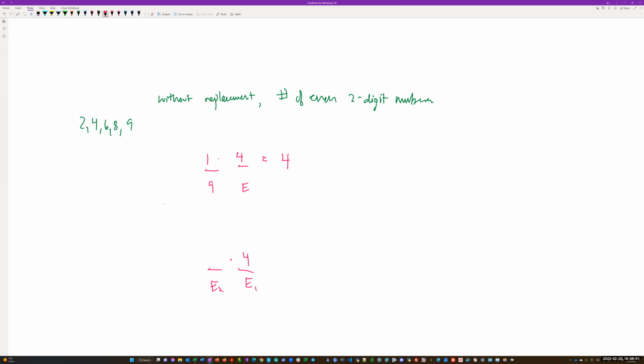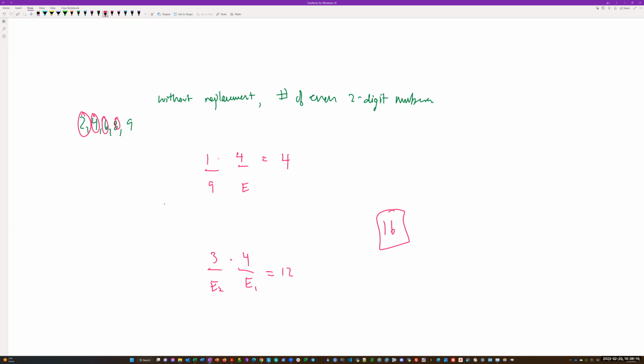Not if we can replace them. Can't replace them. Then there would only be 3. Is that right? Because if you used one of 2, 4, 6, or 8, then I couldn't pick that again. Does that make sense? So we get 12 here. So the answer is 16.